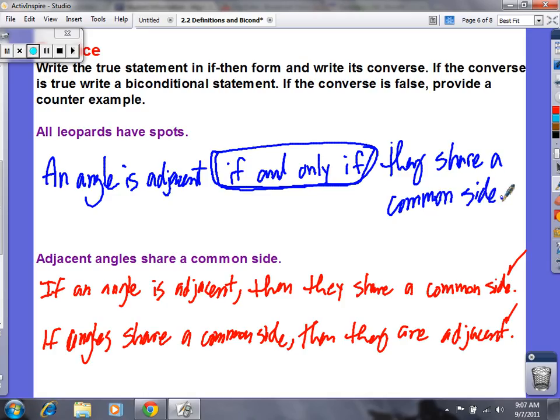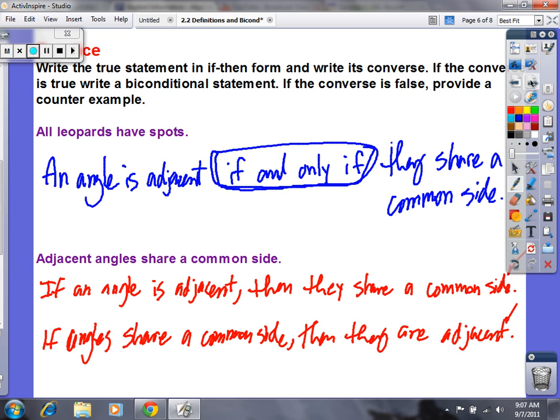Okay, that's an example of what your homework's going to be. You're going to start with the statement. You're going to have to see if it's true forwards, backwards. If it's not, prove it. If it is, write it as a biconditional statement. So your assignment is this from the book.